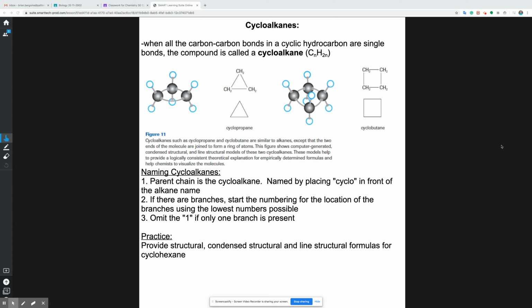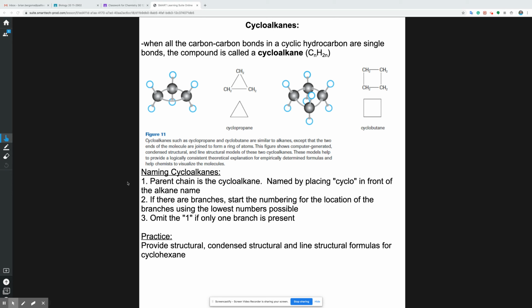Okay, now we're looking at cycloalkanes. So still alkanes, they'll all have single bonds, but now we're going to have a closed circle of carbons, and that'll be our parent chain. Carbon-carbon bonds in a cyclic hydrocarbon, still single bonded, are cycloalkanes. Our general formula now changes to CnH2n because we're closing up that parent chain, which takes off two of our hydrogens.